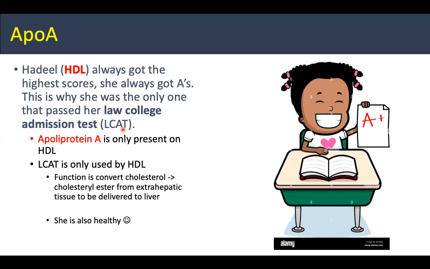Okay, so there's two main things I want you to remember from HDL. HDL is the only one that has apolipoprotein A. All the other ones will have apolipoprotein B48, B100, whatever. But apolipoprotein A, especially A1, you have to think HDL. The other thing is that the LCAT enzyme only interacts with HDL because its function is from peripheral to liver, and the only lipoprotein that I told you did that was HDL. Okay, so this is the mnemonic. Hopefully it helped.